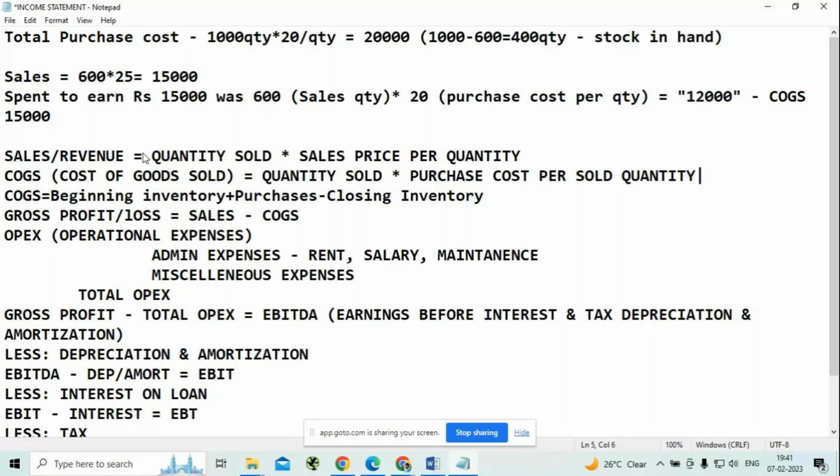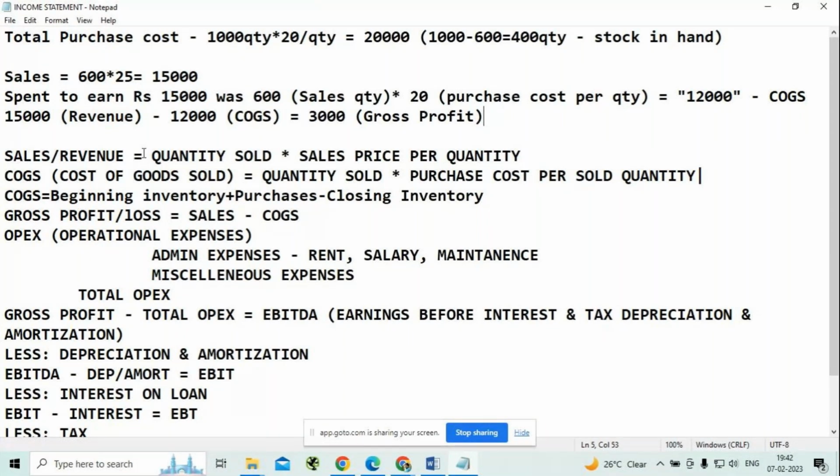Yes, sir. 15,000, this is revenue, minus 12,000, which is the COGS value, and the difference you get, this 3,000, is called gross profit. Why is it called gross profit? Because here it does not end. The 3,000 rupees is not yours yet.